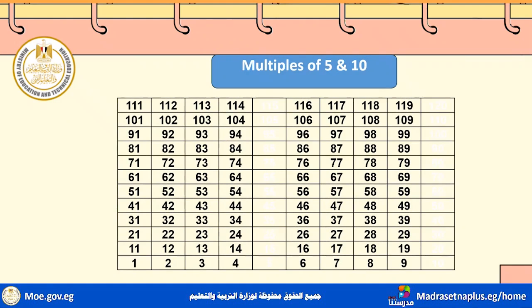We shade some numbers. We shade multiples of 5. We shade 5, 15, 25, 35, 45, 55, and so on for this column. At the end, we shade 10, 20, 30, 40, 50, 60, 70, 80, 90, 100, 110, and 120. This column represents multiples of 5, and this one are multiples of 5 too.